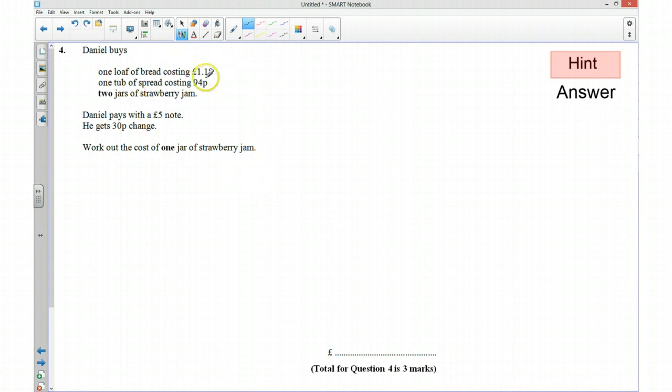Okay, so my hint here is that you might want to have a go at working out how much Daniel spent first of all. So if he's paid with a £5 note and you've got 30p change, we can work out how much he spent. We can then work out what the cost of the bread and the spread was, and then we will know how much the two jars of strawberry jam will have cost. We can then, once we've got that information, work out what 1 jar of the strawberry jam costs. Okay, those are my hints, so if you'd now like to pause the video and have a go.